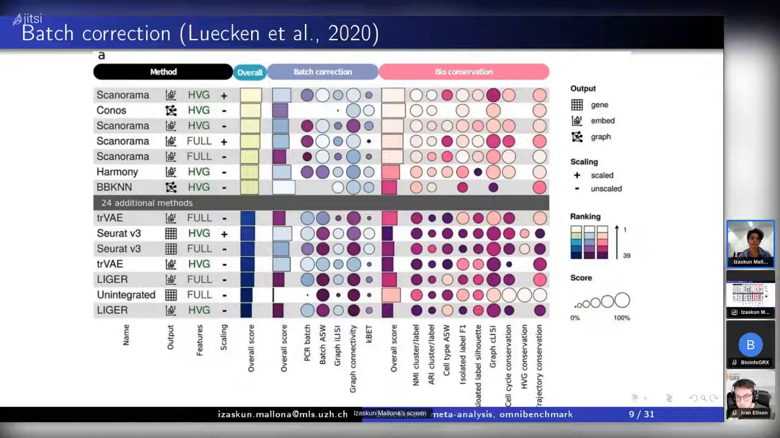The single cell community, or the bioinformatics community, are running benchmarks all the time. Sometimes they overlap and they somehow cherry pick, because they need to, the outcomes of the benchmark or the parameters they are considering to be important to really rank things from best to worst.